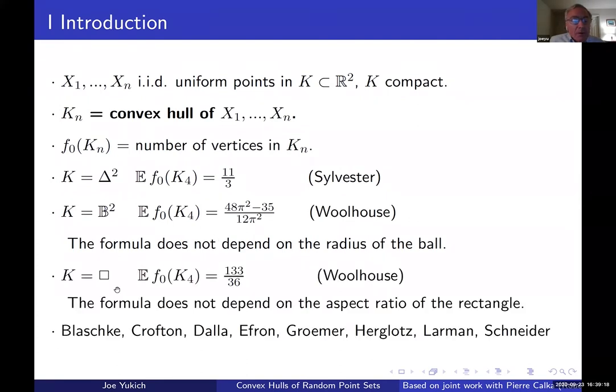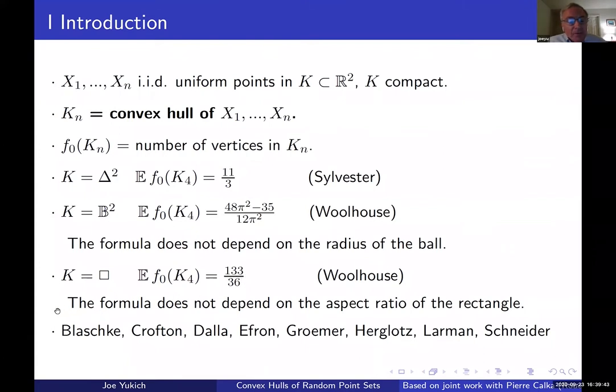Okay, one more example. Suppose the mother body is a rectangle in the plane. Put down 4 points uniformly at random in a rectangle, and ask for the expected number of vertices in the convex hull. And again, the number should be between 3 and 4, as is this ratio here.